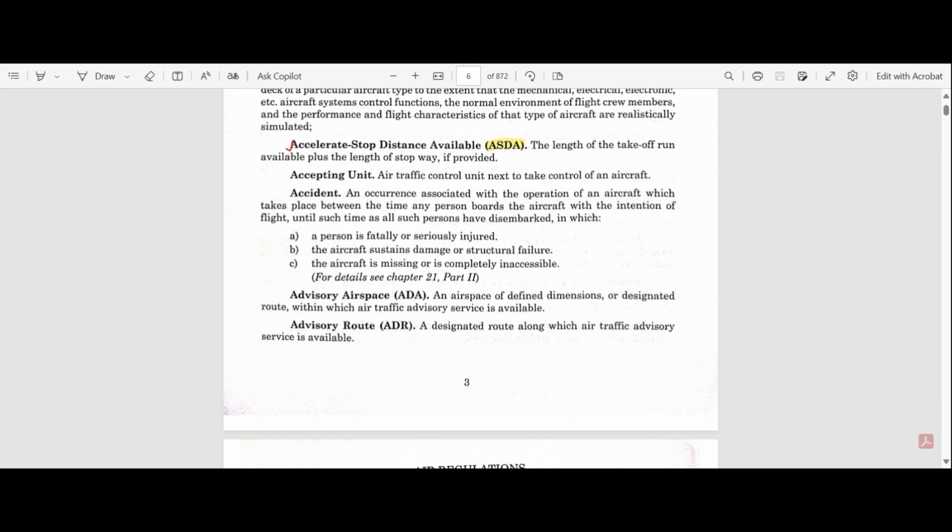What is stopway? Okay, so in case we need to abort the takeoff or reject the takeoff before reaching V1, V1 is the decision speed. At V1, we cannot reject takeoff. So we can reject takeoff only below V1, and to abort the takeoff, we need to travel some distance after cutting off the power. We'll have to travel some distance to stop the aircraft. It cannot be stopped immediately. So there is a stopway present.